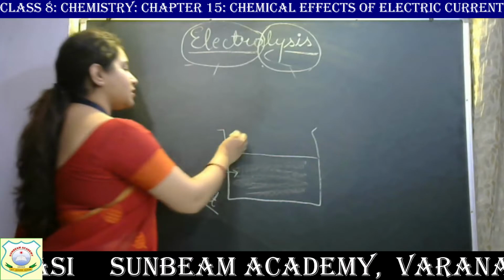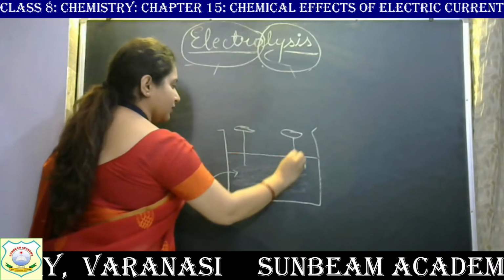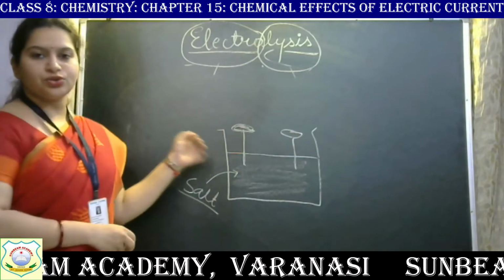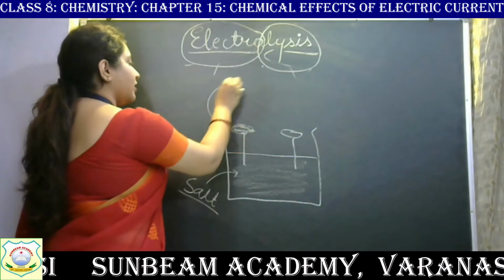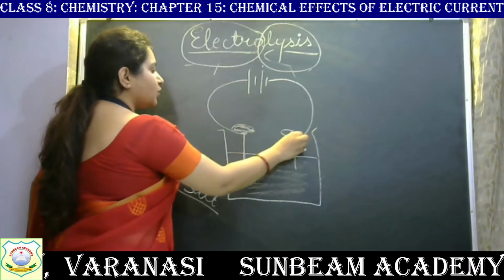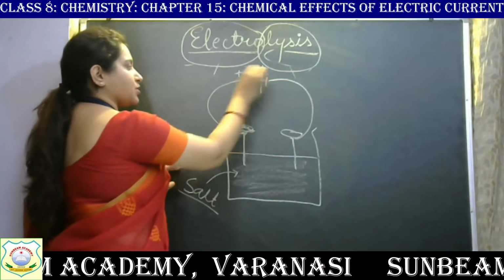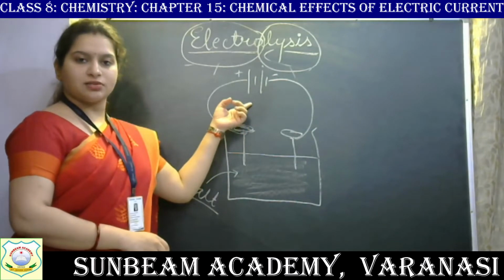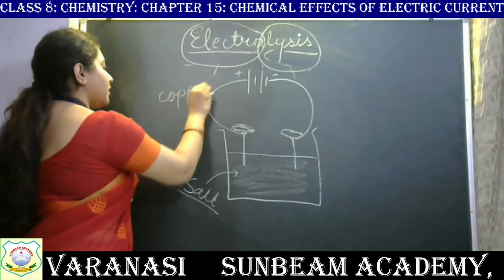Now we require 2 nails. These are the 2 nails that we require. We are connecting one nail with the positive terminal of the battery and another with the negative terminal. We are attaching one nail with the positive terminal and another nail with the negative terminal of the battery, and we know this is the symbol of a battery. Okay, and this is a copper wire.